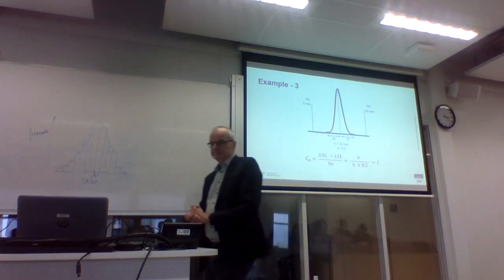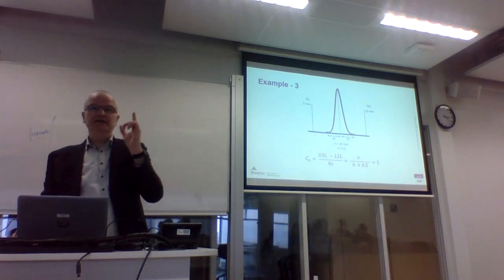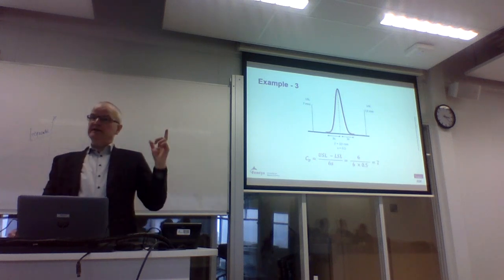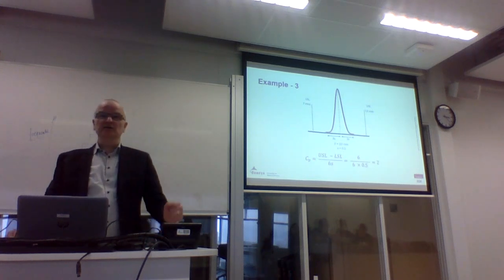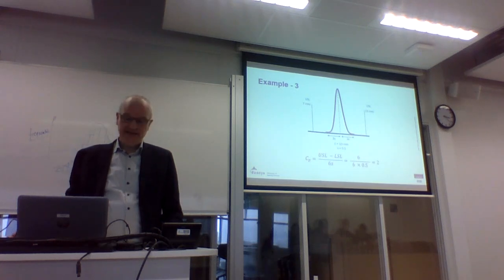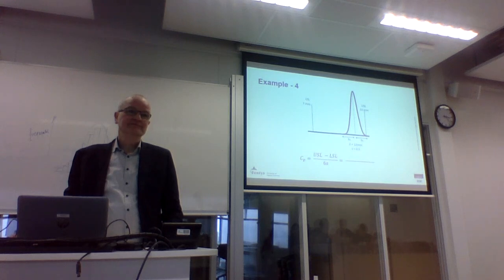Now the thing is, I made an assumption with these calculations. The assumption that I made is that the average was right in the middle of the specification levels. I put it right in the middle. That's nice, but that's not always true. It could be this. But what difference does it make? Well, calculate the CP. What is the CP? Use the formula.